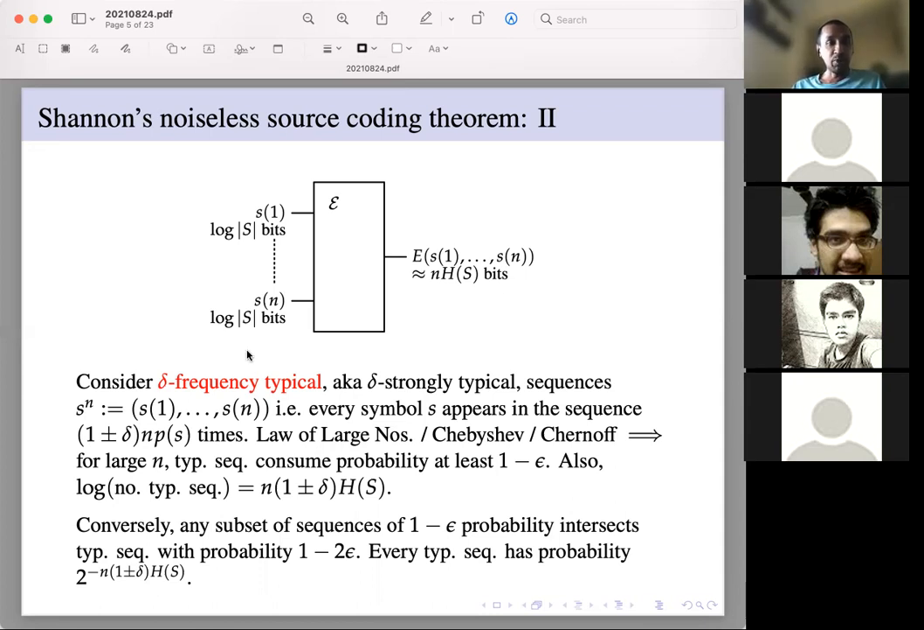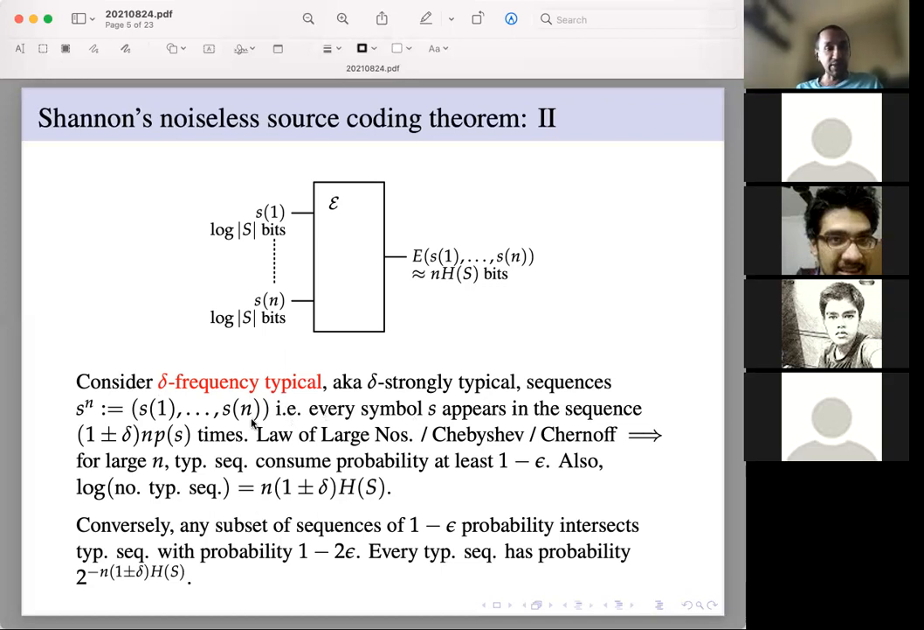Okay, so the traditional proof goes by the concept of what is called typicality. Now, people who have done an information theory course may have heard two types of typicality: weakly typical or strongly typical. It is nicer to work with the second definition, strongly typical. So what does that mean? Let me define it precisely. I'll call it delta frequency typical, also known as delta strongly typical.